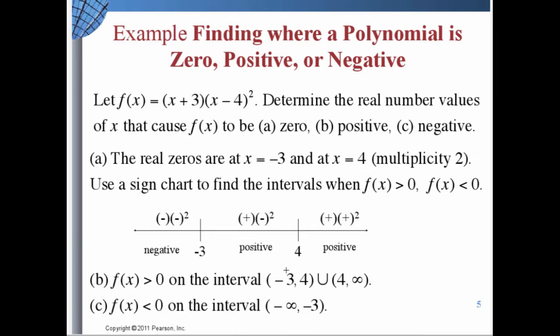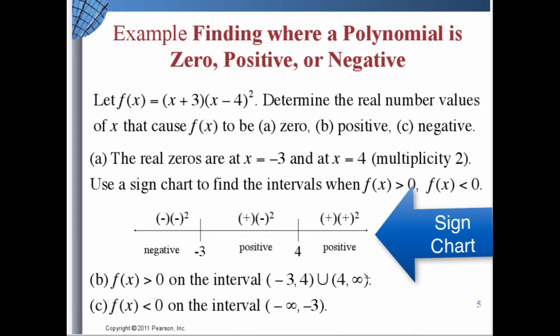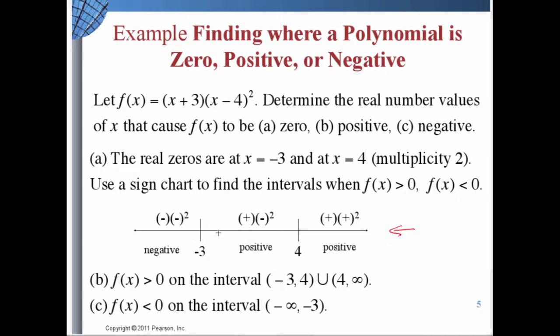So what we do is we create this thing called a sign chart. Basically what a sign chart is, is just a number line. We take a number line and we put reference points on it here and here, and those reference points are our zeros for this problem, negative 3 and 4. So basically what we're doing is chopping up the set of all real numbers into intervals. In this case, negative infinity to negative 3, from negative 3 to 4, and from 4 to infinity.